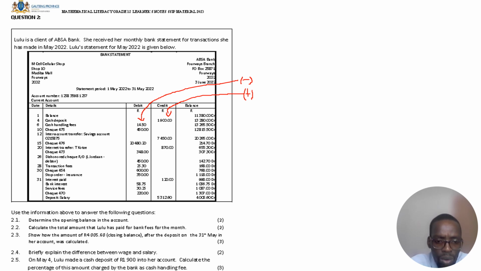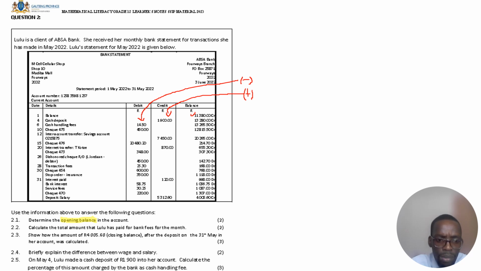Here, like I always encourage my learners, I'm saying determine the opening balance. So what do we want here? We want the opening balance. So what are we going to do? We said the opening balance is the balance at the beginning of the period, the start of the period. And this statement here was for May 2022. So it means the opening balance is the one on the 1st of May, at the beginning of the month of May. So our balance here is going to be 11,380. So if you wrote 11,380, that's your 2 marks there. Okay, well done.